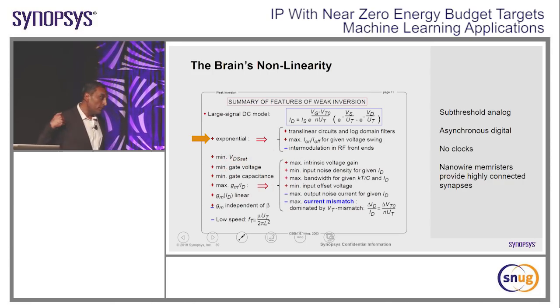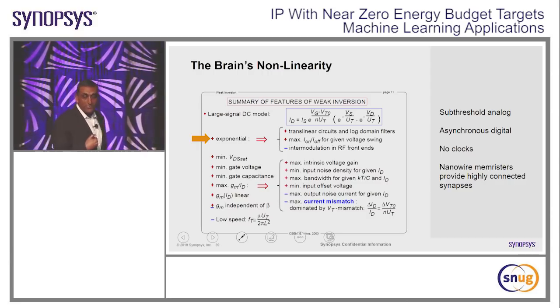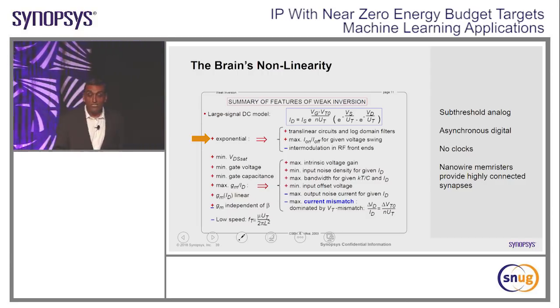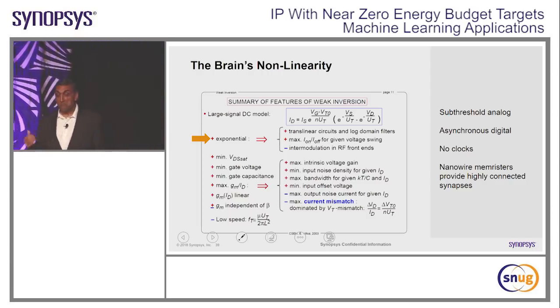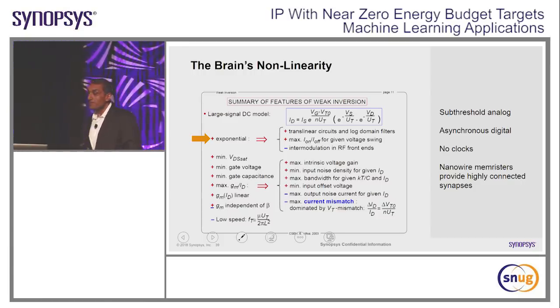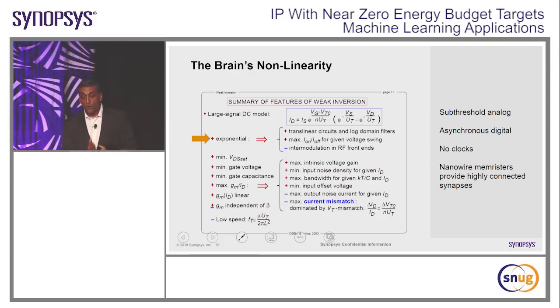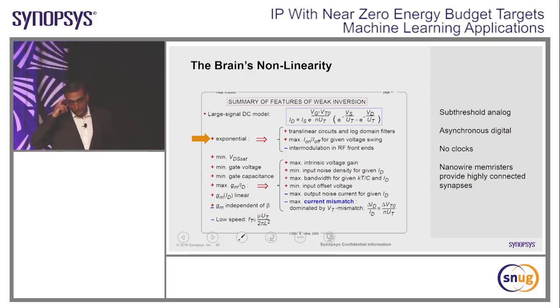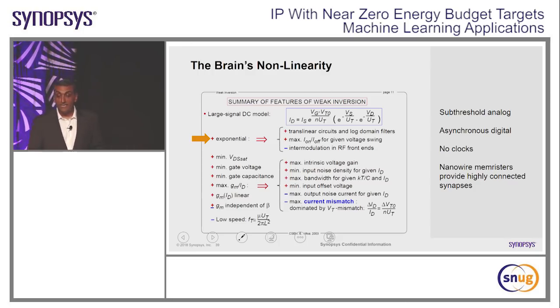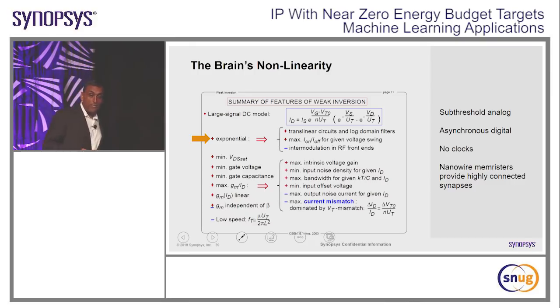So you push down the gate bias, your gain increases, you get better transconductance, you get even pretty good bandwidth. So sub-threshold analog can mimic the brain's non-linearity. Asynchronous digital designs help in power consumption. You can remove the clocks. You can use things like nanowires and nanowire memristors that also kind of mimic the way the brain behaves.